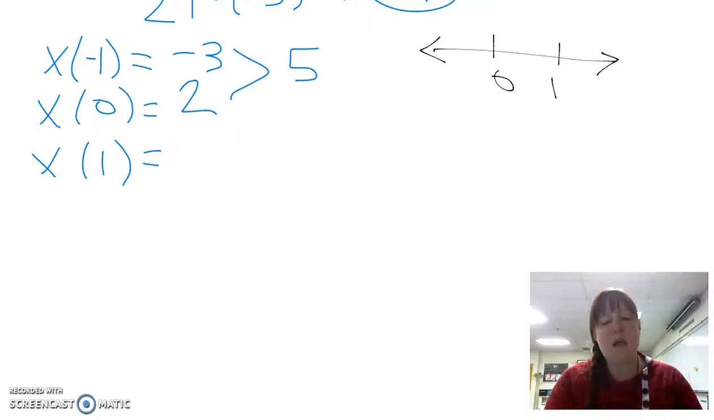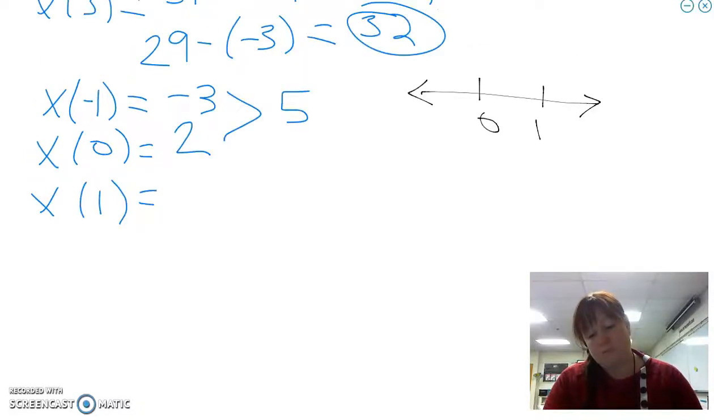Okay, so we're finding the total distance traveled. We found that it traveled 5 feet to the right. Now we do from x of 0 to x of 1. x of 1 would be 2 minus 3 plus 2, which would be 1. So x of 1 would be 1. So in between 2 and 1, it traveled 1 foot to the left.